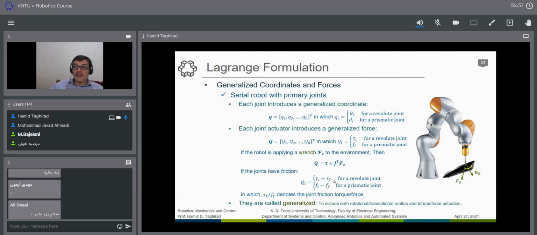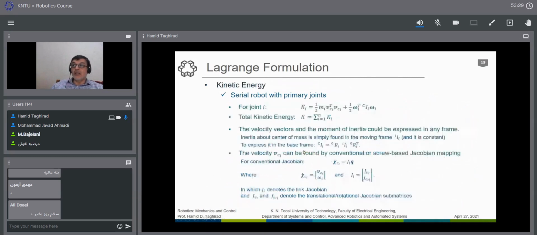we subtract that friction force from the tau i here, and then we have the translational or rotational forces completely. And this gives us the generalized force, and we call it generalized because we are including both the translational and rotational motion in here. Now, the small q and the large Q are fine. We can go to now finding the kinetic energy, and then the potential energy.